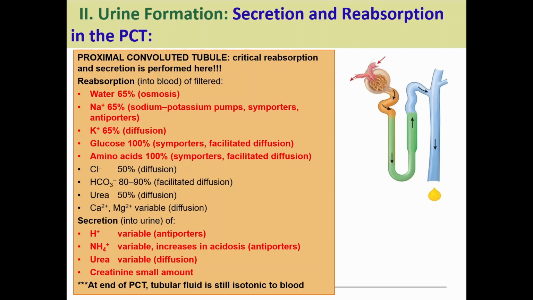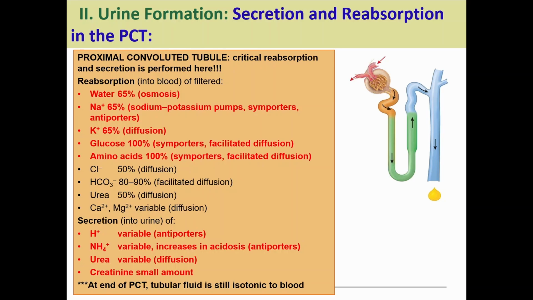We're also going to get some of the chloride ions, some of the bicarbonate, urea, which is one of our nitrogenous waste products, and calcium, magnesium, right? Those are going to use diffusion. So you notice a good chunk of these are using active transports like the sodium, the glucose, the amino acids. Others are using diffusion.